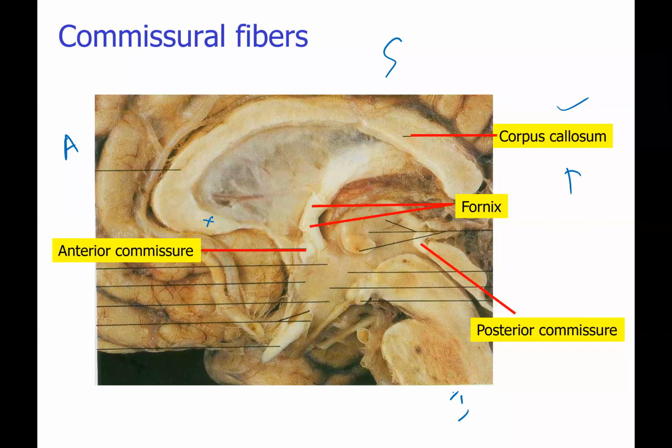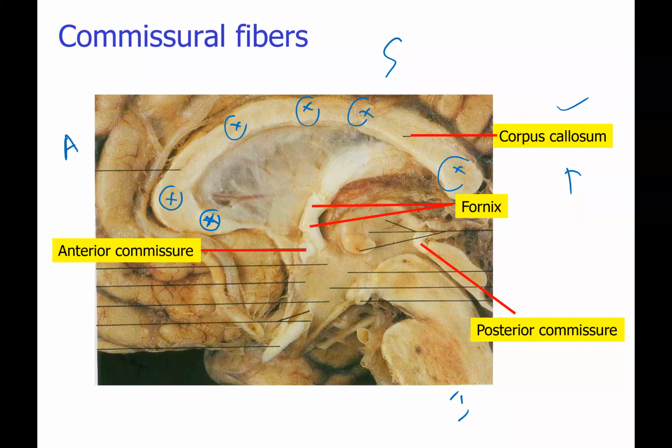So this part of the corpus callosum is called the rostrum. And this is a bend, so you call it a genu. Bends are called genu in anatomy. And this is the body of the corpus callosum. And this area is called the splenium of the corpus callosum. So you have a rostrum here, genu, body, and then you get the splenium. These are the four parts of the corpus callosum.